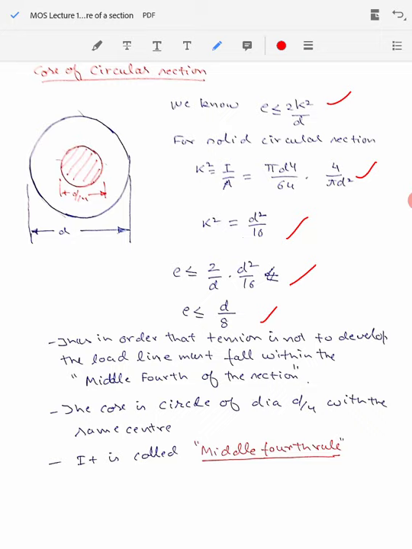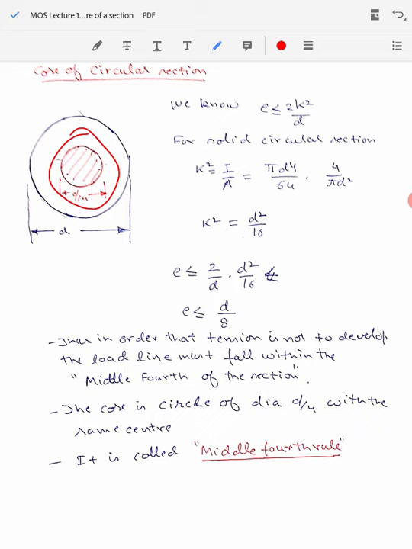So that means from the center I can move an extreme distance of d by 8 only, as I can move on both sides of the center by a distance d by 8. So the total circular area that I am allowed to move around the center is d by 4. This is what is shown in this figure here, and you can see that this is the core of a section. So that is d by 4, 1/4 of the diameter value of the circular section.